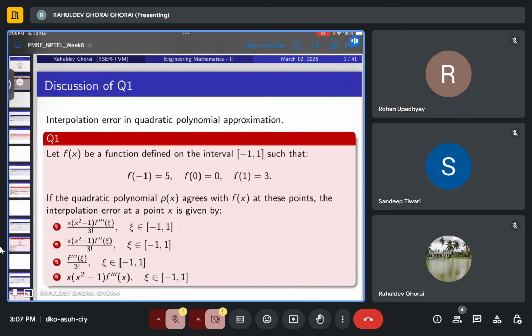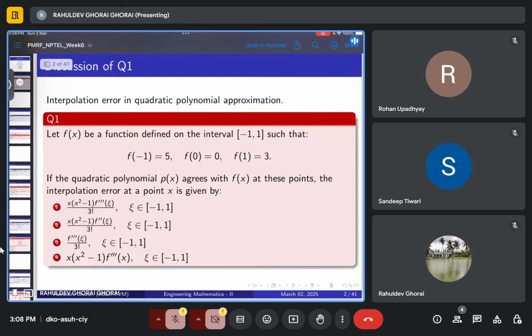If you have a nice function, meaning at least twice differentiable, then you can always write f(x) in the neighborhood of 0 as f(0) plus f'(0)x plus f''(0) over 2 x squared, approximately.